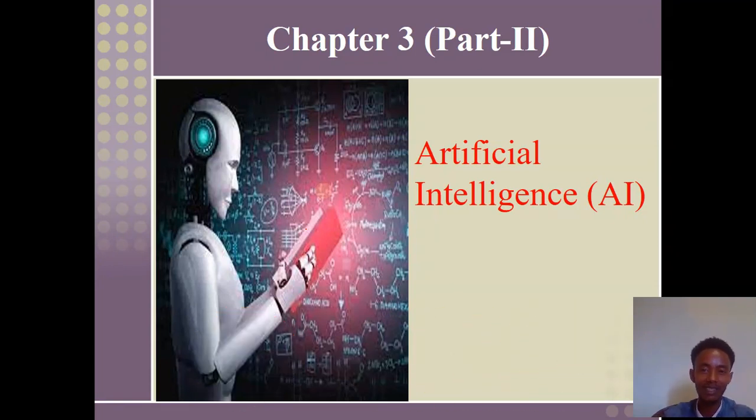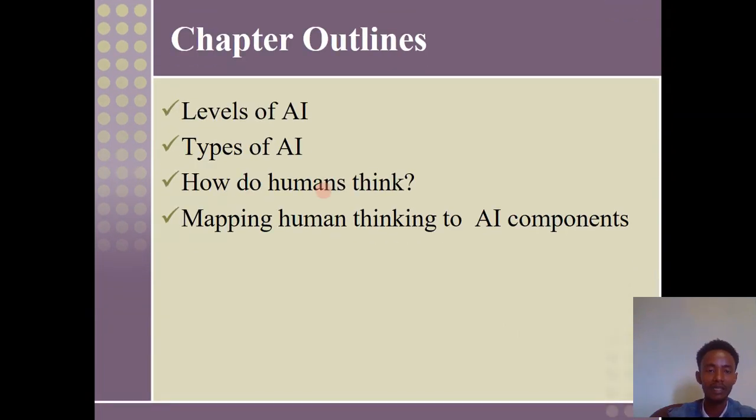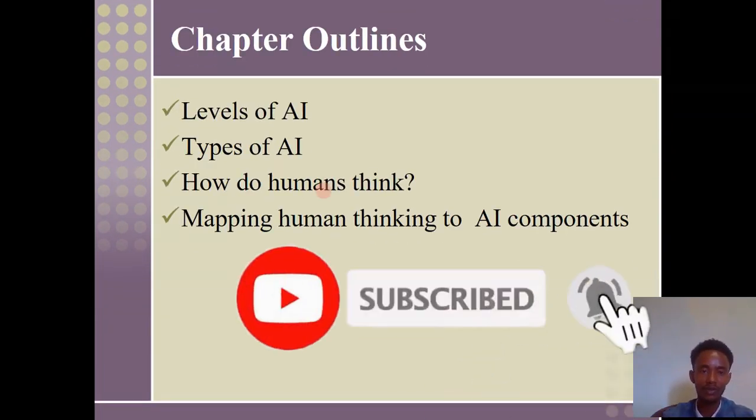Today we will start the second part of chapter 3 of artificial intelligence, which is chapter 3 of Introduction to Emerging Technology. In the previous chapter, part 1, we saw the definition of artificial intelligence, the needs of artificial intelligence, the disciplines that have contributed to the existence of artificial intelligence, the advantages and disadvantages of artificial intelligence, and some history of artificial intelligence. Today, we are going to see the second part of chapter 3 as stated in this chapter outline.